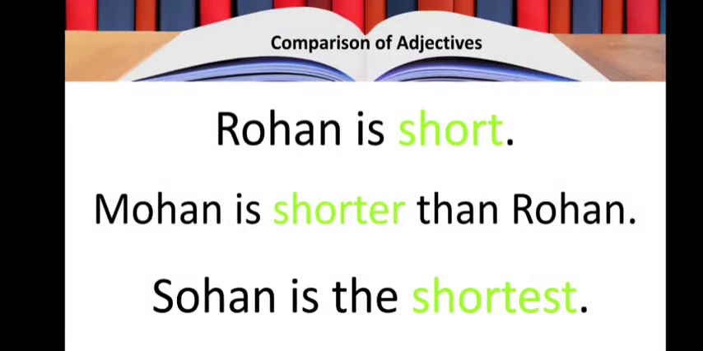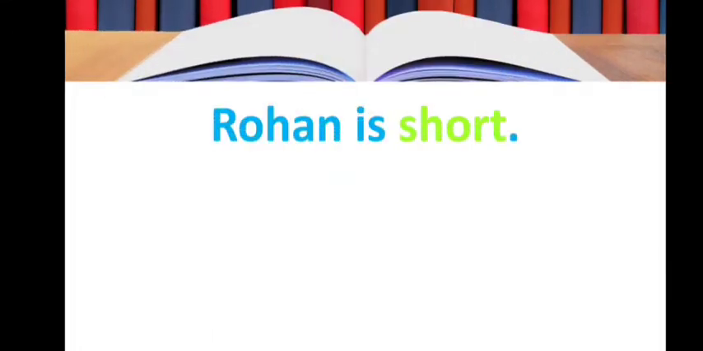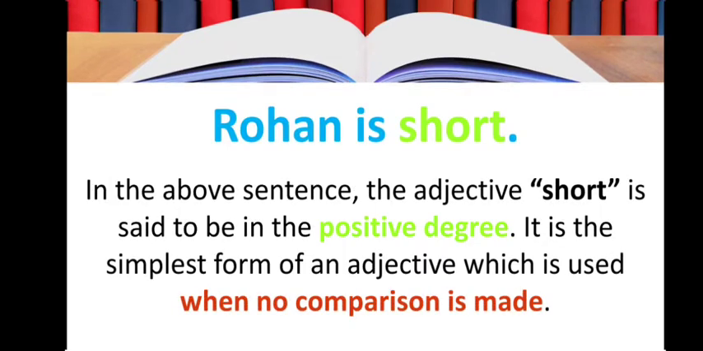Just look at these sentences and notice: Rohan is short, Mohan is shorter than Rohan, Sohan is the shortest. Okay, these are the three sentences. Notice them carefully, and now let's take a look at the first sentence. Rohan is short. Here in the above sentence, the adjective short is said to be in the positive degree. It is the simplest form of an adjective which is used when no comparison is made.